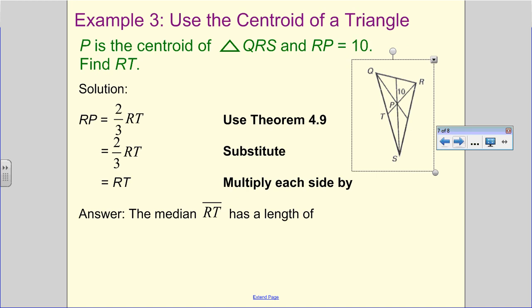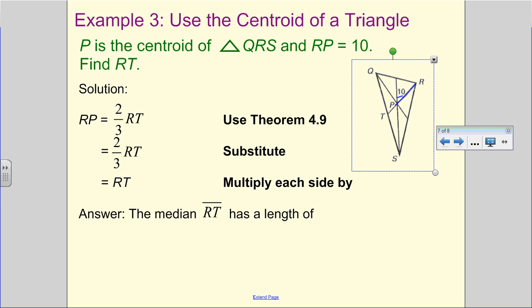All right, so let's take a look at what else we're going to do with our centroids. We have P being the centroid of triangle QRS. And we know RP is 10. So we know this larger segment, because we can tell from judging that our large segment is from R to the centroid, the smaller segment is from the centroid to the side. We want to find the whole segment, RT.